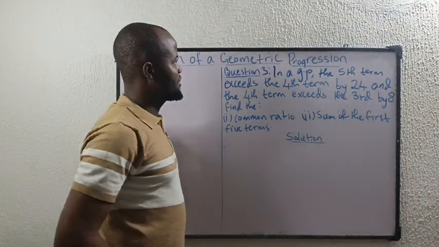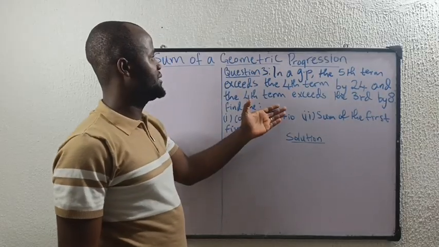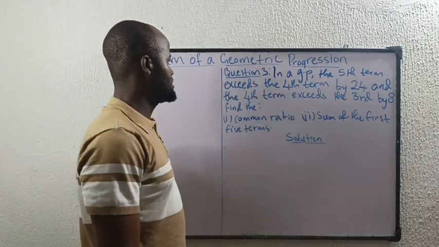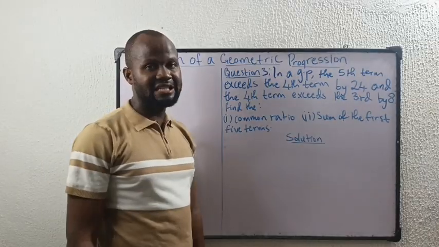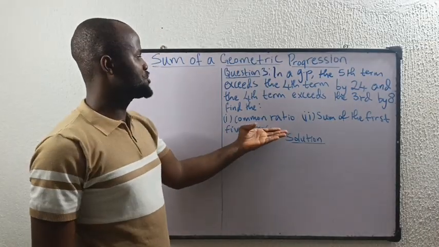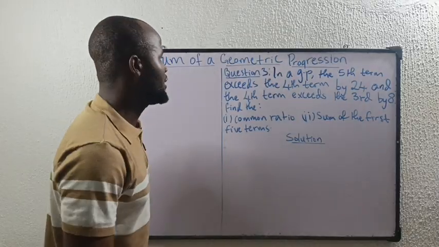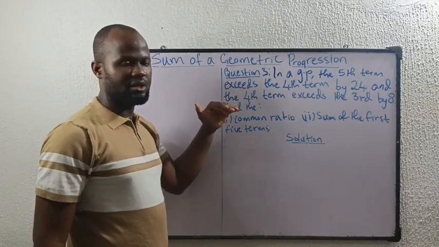So we have our question 3 on the board. It says, in a GP, the fifth term exceeds the fourth term by 24, and the fourth term exceeds the third term by 8. Find the common ratio and the sum of the first 5 terms.